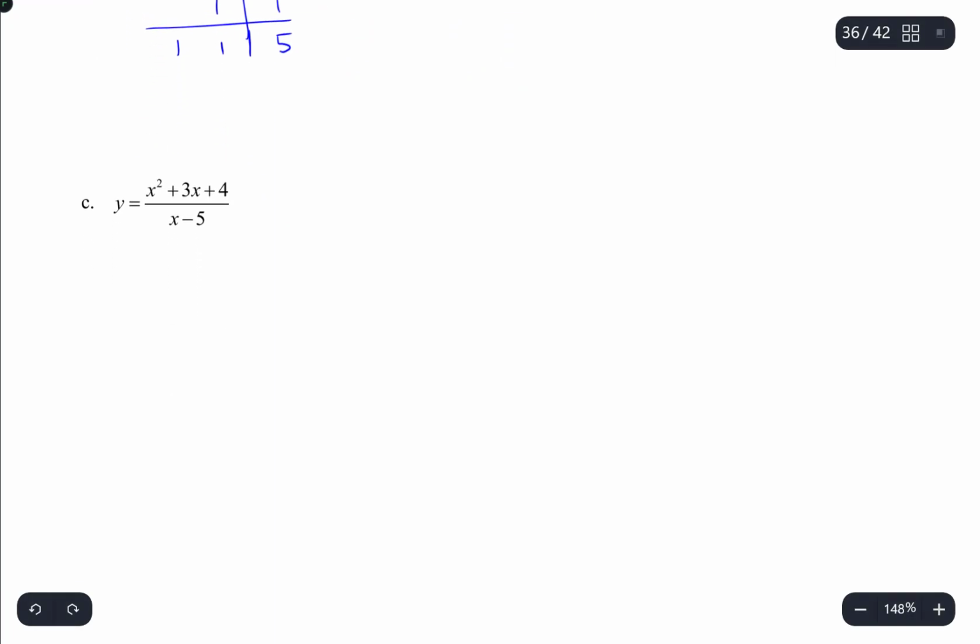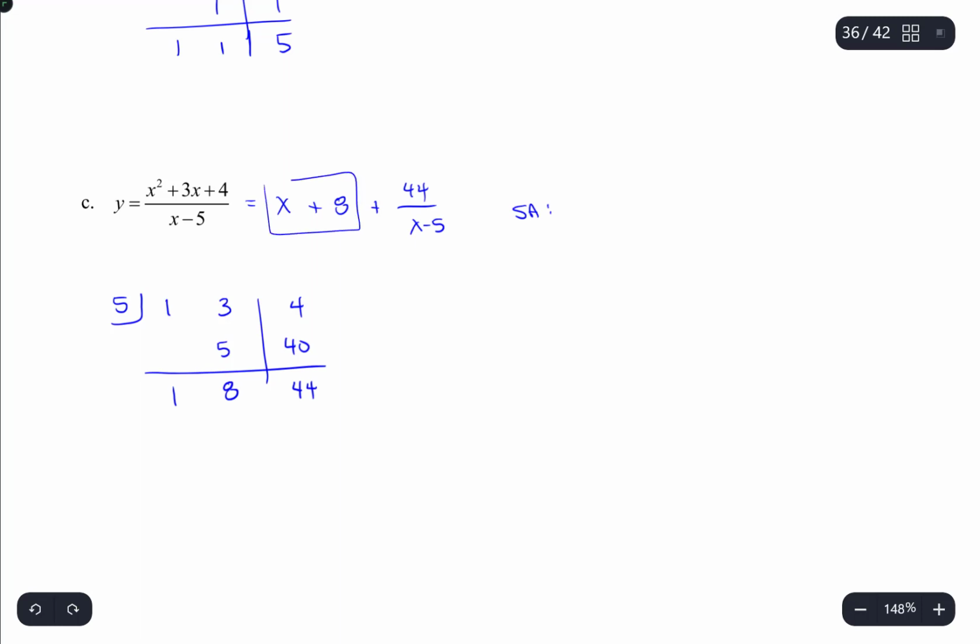Lastly, we'll do the same thing again. We'll take the denominator of x minus 5 and write that as a 0, 5. Factor it out of the numerator, so 1, 3, and 4 are those coefficients. Bring the 1 down, 5 times 1 is 5, this adds up to 8. That's 40, or 44. So that we get x plus 8, and then 44 over the original denominator, so that my slant asymptote is just simply the value x plus 8.